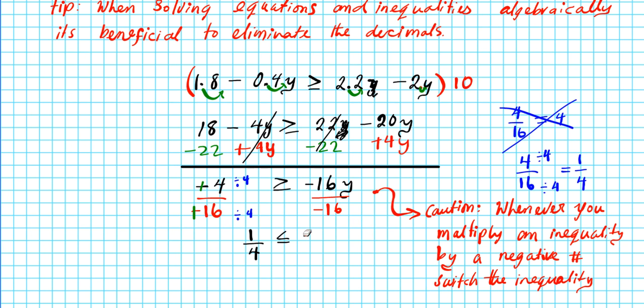16 over 16 as y. So 1/4 is less than or equal to y, or you can say y is greater than or equal to 1/4. Okay, so two main things you want to keep in mind here. Number one is that 4 over 16 is not 4, it's 1/4. And secondly, if you divide by a negative, do not forget to switch the orientation of your inequality symbol. Alrighty?